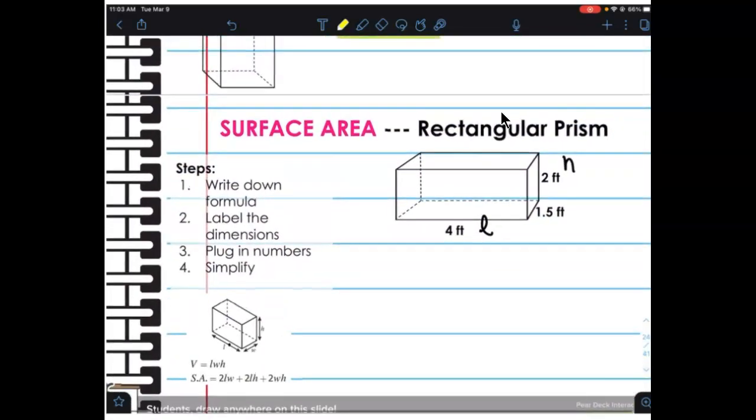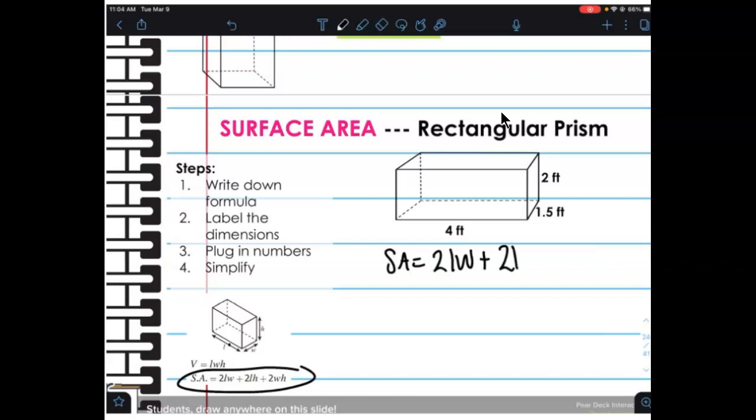All right, so the first thing that we're going to do, and I'll erase all these notes from earlier, is write down our formula. For the first example in here, it's surface area, so I'm going to write down the surface area formula. You can always get this on your formula sheet that I'm sure your teacher has given you.